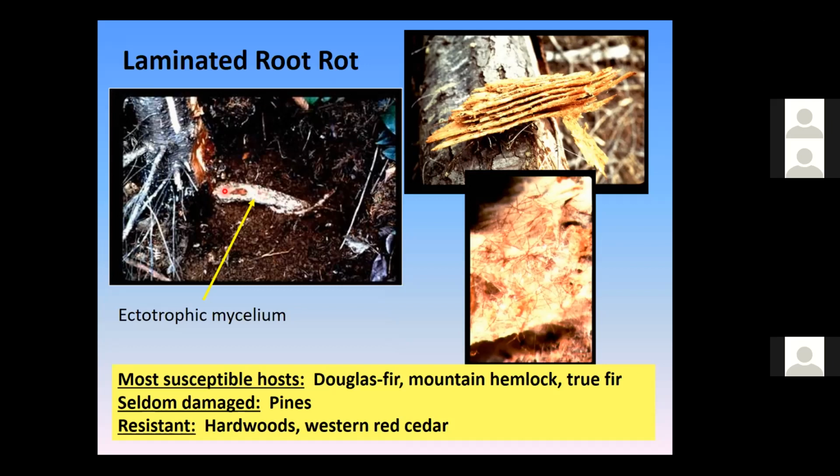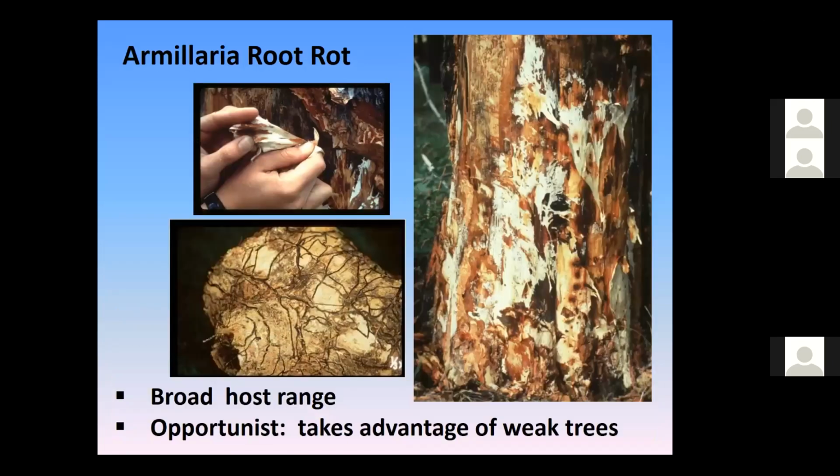And then also, I mentioned this white mold pattern on the outside of the bark. That's the mycelium again. For laminated, it grows on the outside of the bark. So you can see that with this disease, the pines are seldom damaged, and hardwoods like alder and maple and western red cedar are resistant. So this is one where you can choose a different tree species to adapt to having this on your trees.